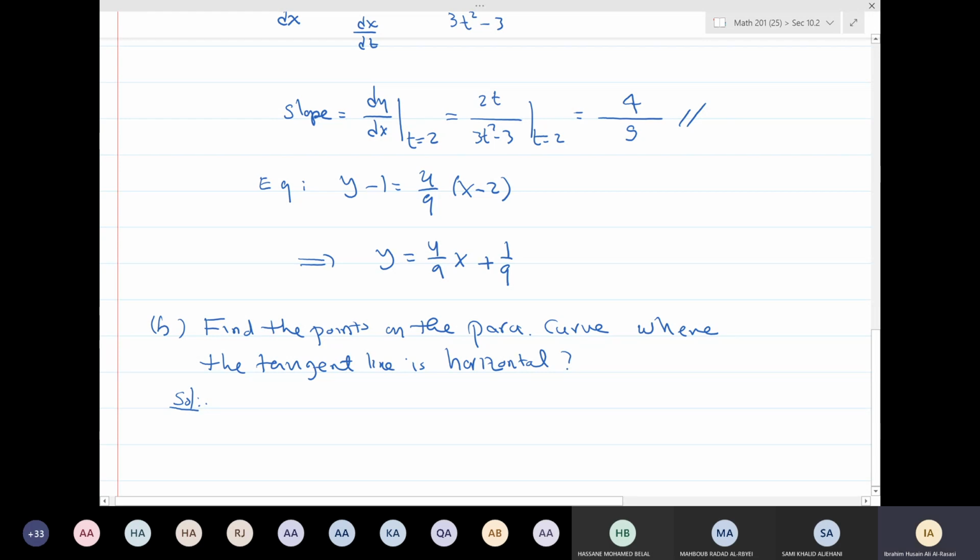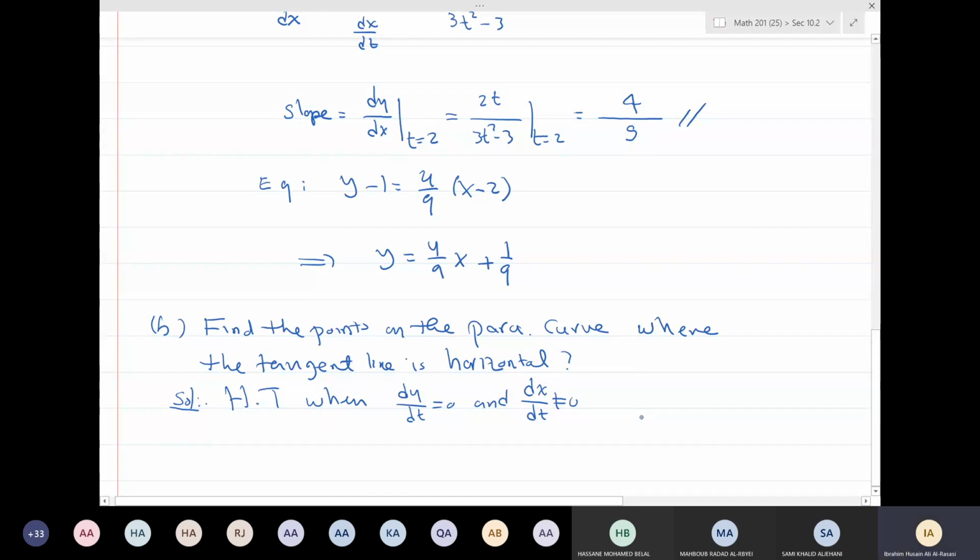So when you have a curve, I need the points where the tangent is horizontal. When will the tangent be horizontal? When dy over dt equals 0. So for a horizontal tangent, we use the formula we wrote above: when dy/dt equals 0 and dx/dt is not equal to 0. So I need to find the values of t satisfying these.